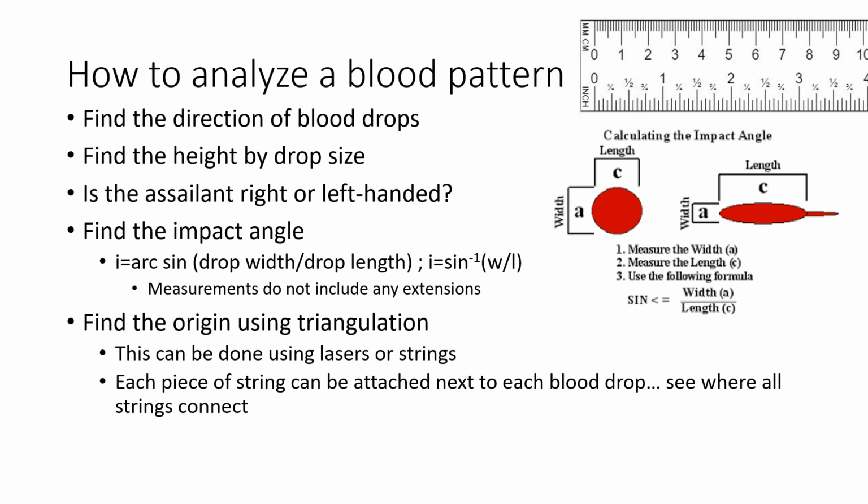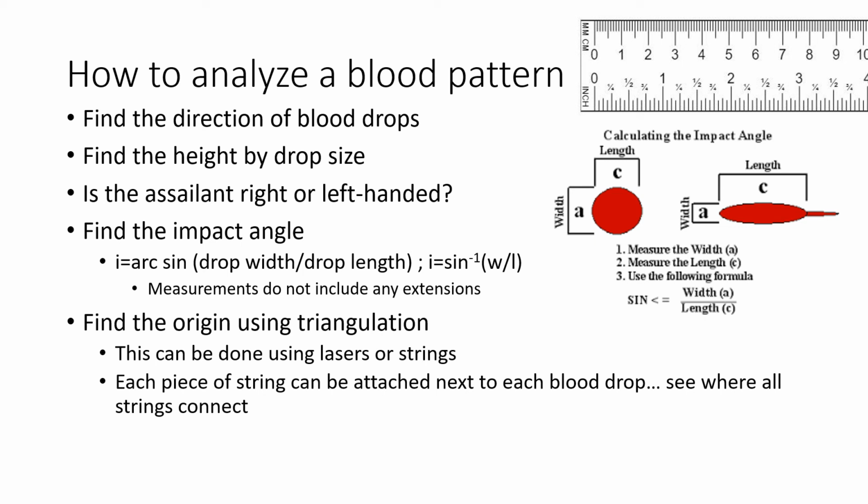So how do we further analyze a blood pattern? This is going to give us more of an idea of where that area of convergence and that area of origin are. One thing that we look at is to find the direction of those blood drops. So remember, we're looking for those tails where the blood drop is elongated. That gives us an idea of the direction of travel of the blood drop. We can guesstimate the height by the drop size. We're actually going to do this with a lab later on this unit. And you'll notice that generally whenever you are dropping blood from a higher height, it tends to spread out more and become a larger drop.